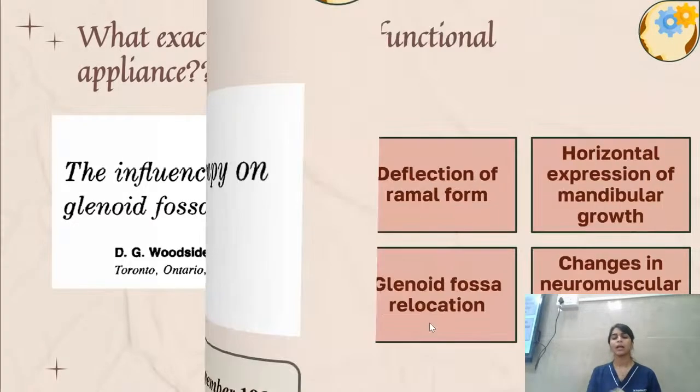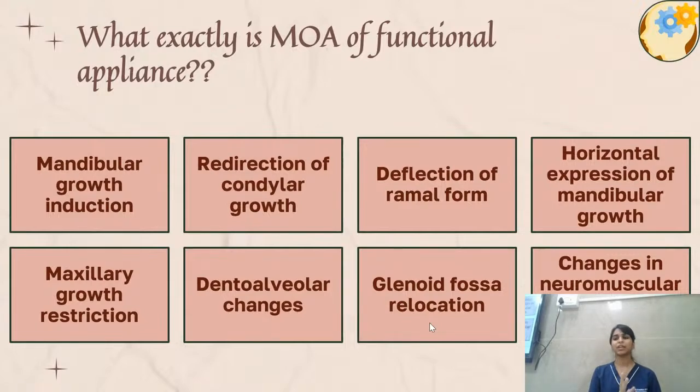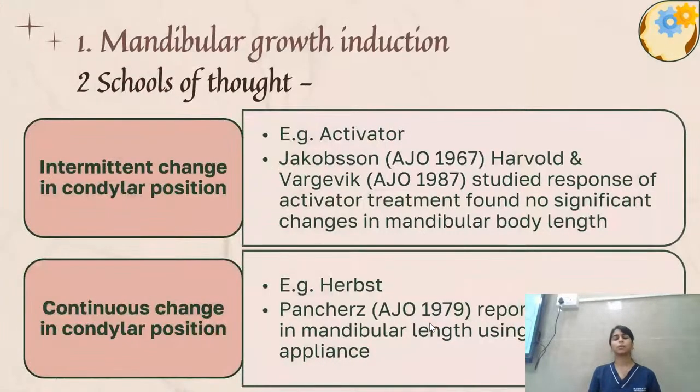And now we will discuss the various factors that they discussed as a part of the mechanism of action of functional appliances. So to start with the first one, the mandibular growth induction. There were two schools of thought. One school of thought believed in intermittent force application and another believed in continuous force application. As we all know, the activator had intermittent force application wherein it was only used at night.